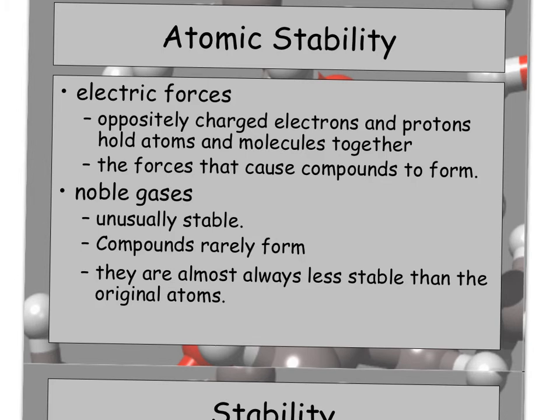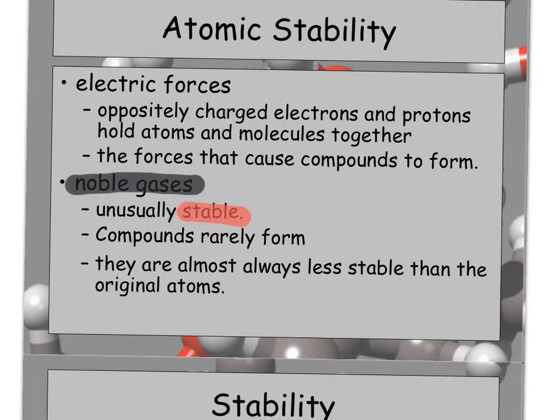Atomic stability. Electric forces, oppositely charged electrons and protons, hold atoms and molecules together. The forces are going to cause compounds to form. The noble gases, we introduced this in the last unit. Noble gases are stable. Once again, these are the cool kids on the block. Every atom, every element, wants to be like the noble gases because they are atomically stable. They are unusually stable. All the other elements, when they bond, want to be like them.